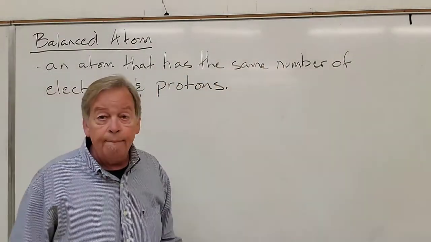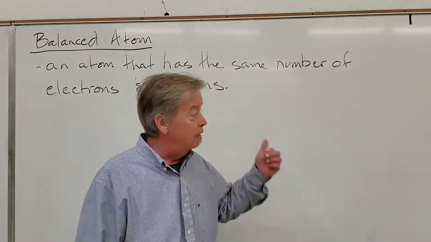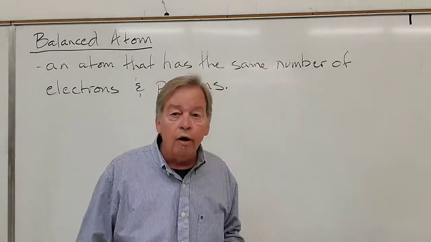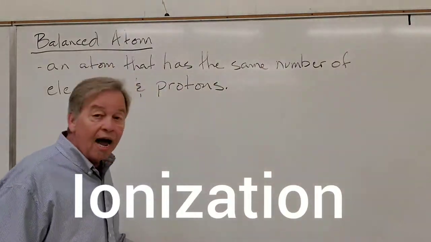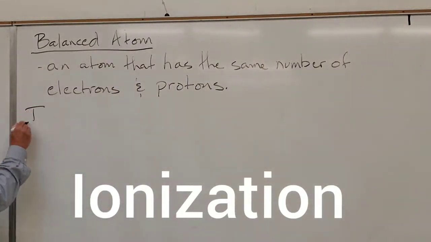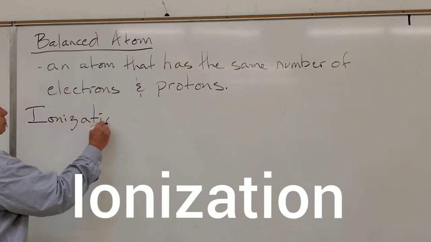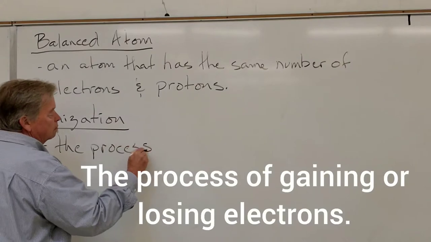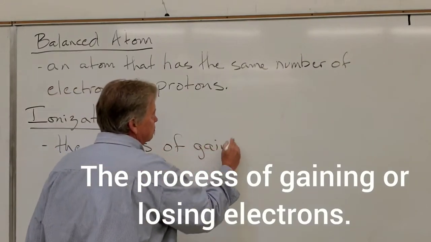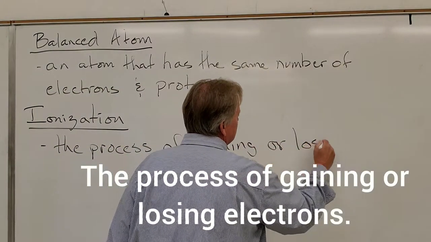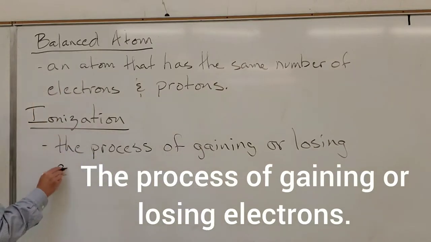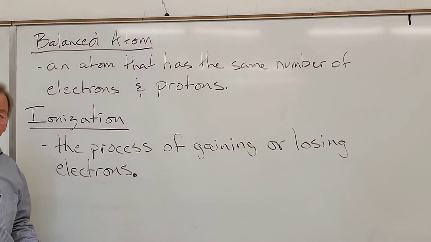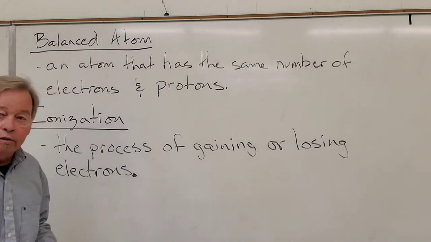So we start off with a balanced atom, and then we slap these electrons out of their orbits. They actually have a name for this knocking electrons loose. It's called ionization. Ionization is the process of gaining or losing electrons. That's us slapping electrons out of orbit, okay?